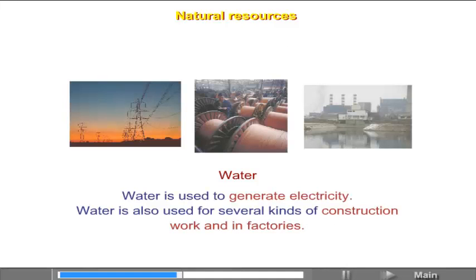Friends, in this topic, we have added not only textual information but also text, images, sounds and animations so that students can easily understand this concept. Water is used to generate electricity. Water is also used for several kinds of construction work and in factories.